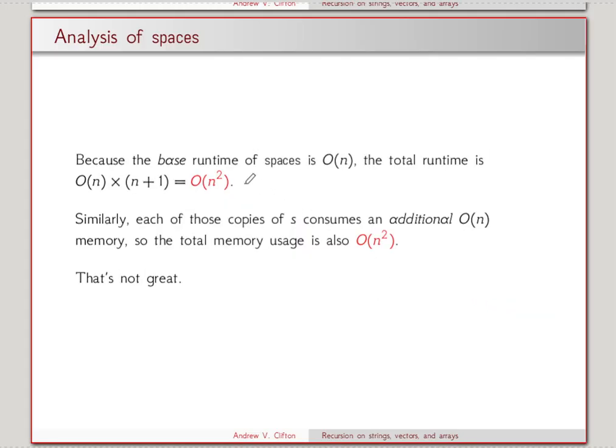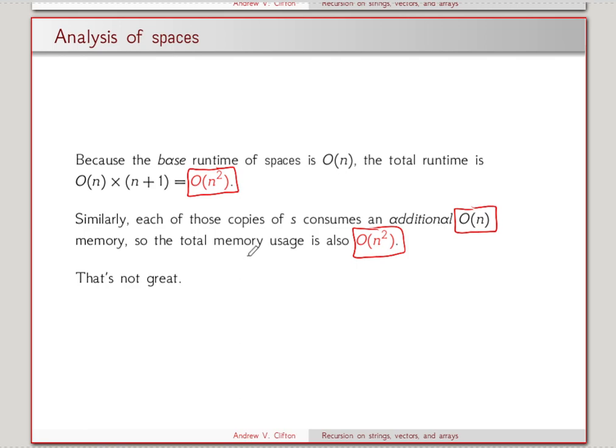So when we multiply it all out, our base runtime is O of n, but we multiply it by n plus 1, so that gives us a runtime of O of n squared. Likewise, we're stacking up a bunch of copies of the string with less and less stuff in them. So each step of the recursion tree adds O of n memory. So the total memory usage is also O of n squared. And that's not great. If that was the way that recursion on strings and vectors and arrays worked, we would pretty much want to avoid recursion.